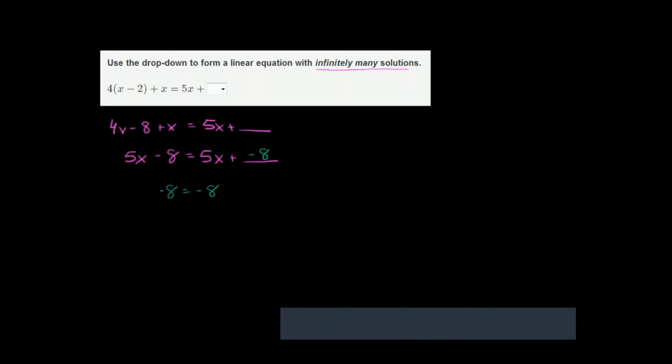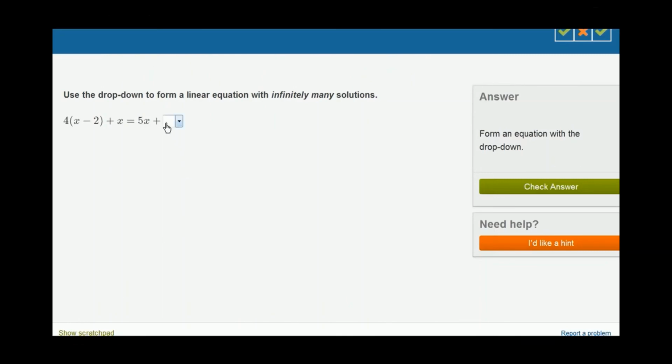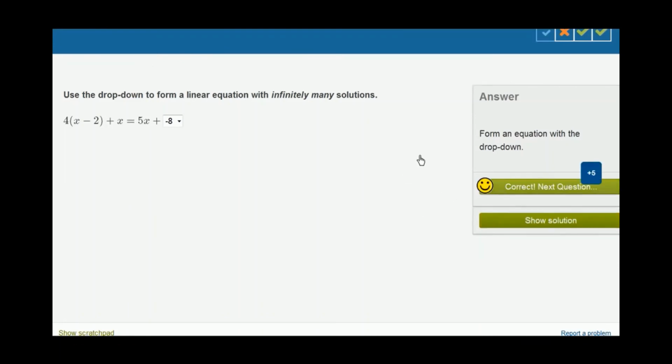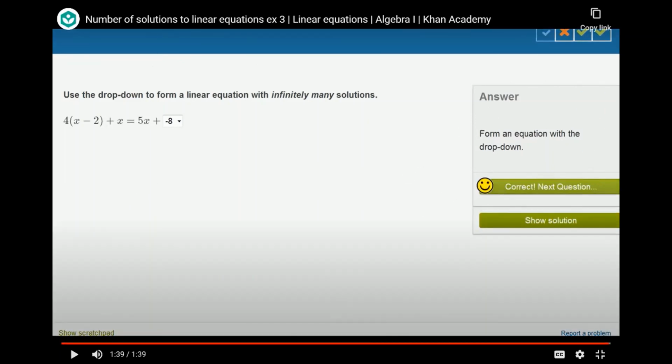So let me actually fill this in on the exercise. So I want to make it 5x plus -8. And voila, ladies and gentlemen.